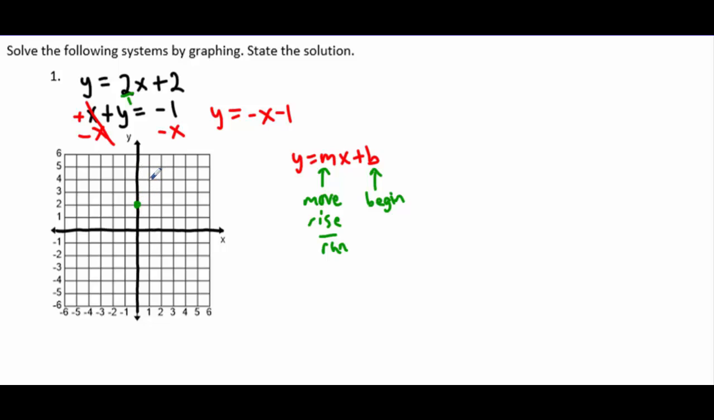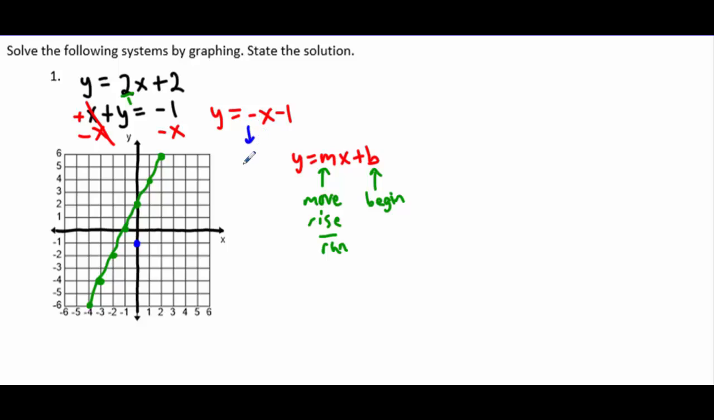So I'm going to go up 2, right 2, because I'm rising a positive number and I'm running a positive number. But I can also go the other direction, so I can go down 2 and left 2. I find that the more points you make now on your graph, the easier it'll be, especially if you're not very good at drawing straight lines, the easier it will be to tell where your intersection is.